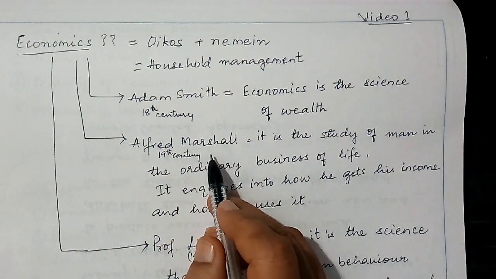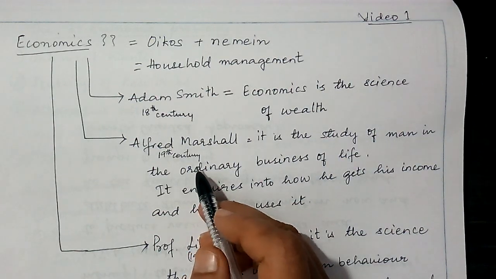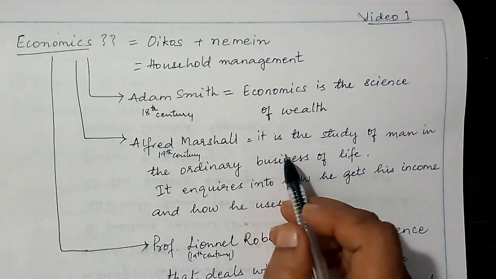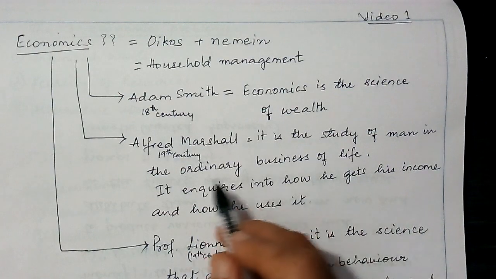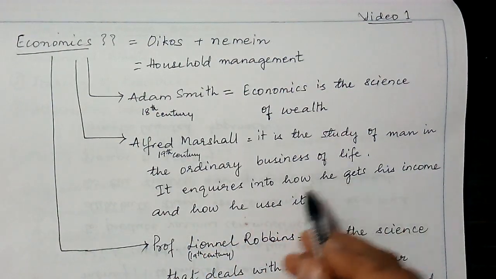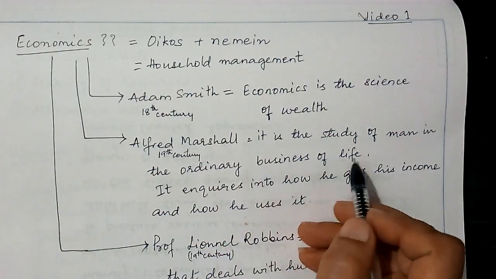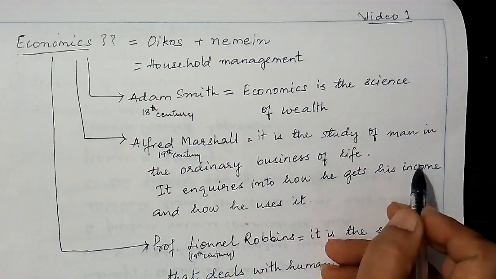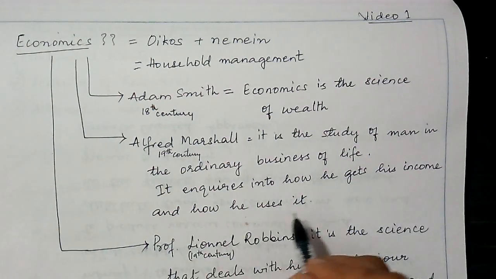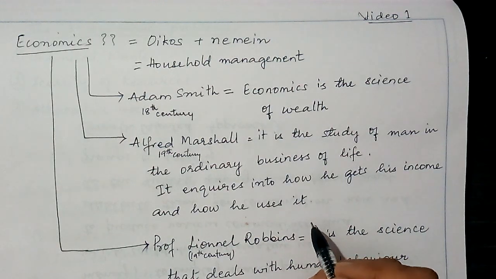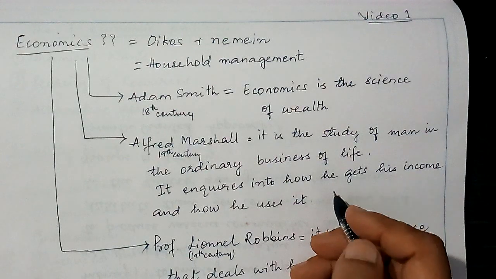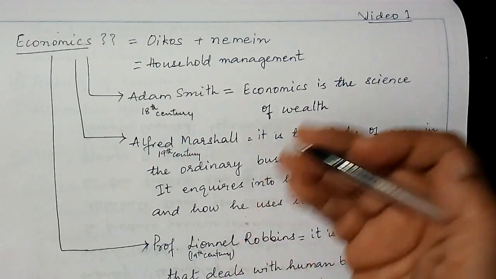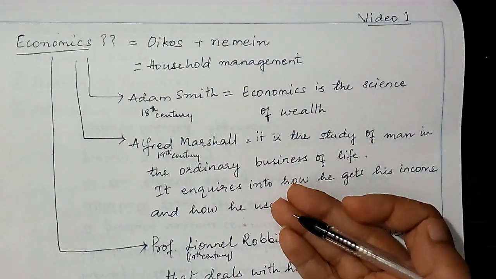Alfred Marshall, another economist, a British economist who lived in the 19th century from 1842 to 1924, said that it is the study of man in the ordinary business of life. What does ordinary business of life mean? That it inquires into how he gets his income and how he uses it. That is what defines the ordinary business of life. He shifted his emphasis from wealth economics to welfare economics.